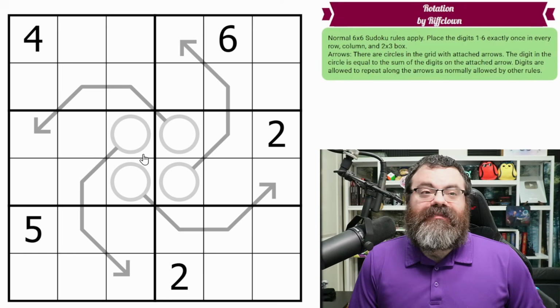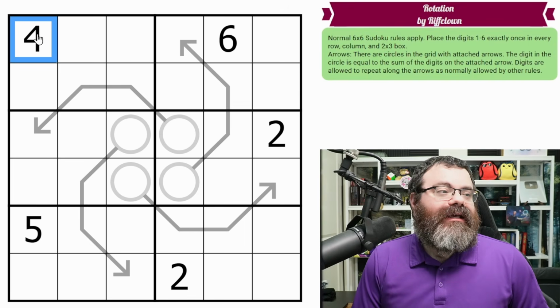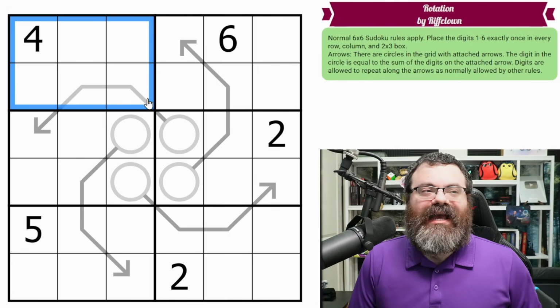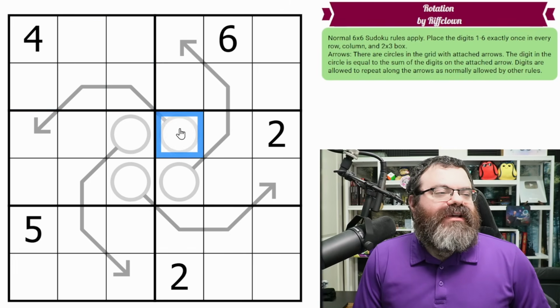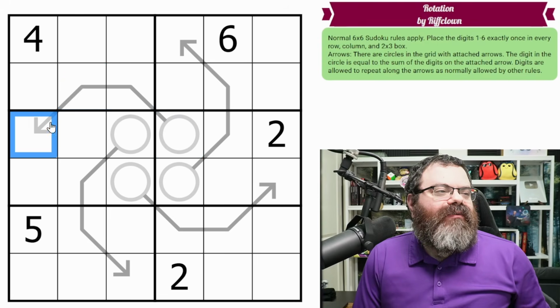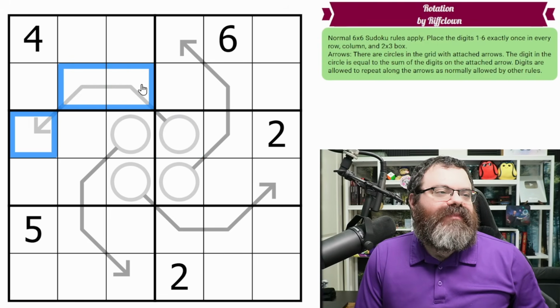So we have normal 6x6 Sudoku rules, so in each row, each column and each 2x3 box, we are placing the digits 1 to 6 exactly once each. We also have arrows in the grid. Arrows are attached to circles. So how does this work? Well, whatever digits are on the arrows, sum to the value in the circle.